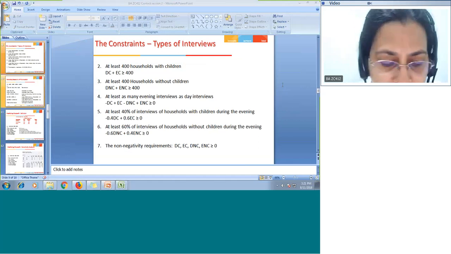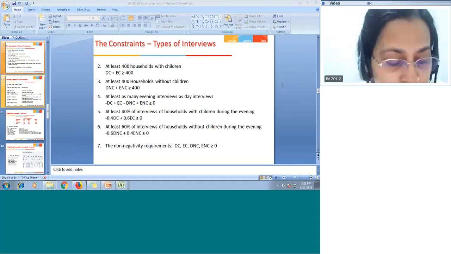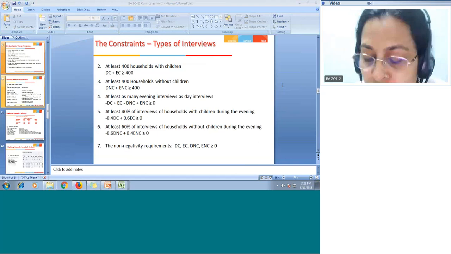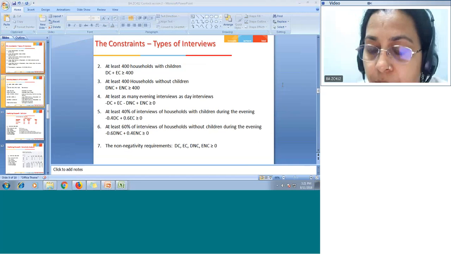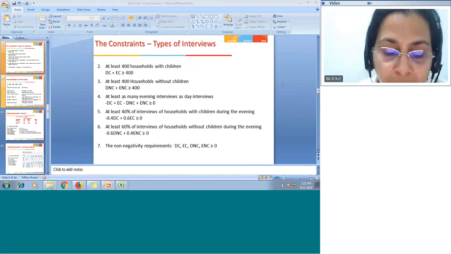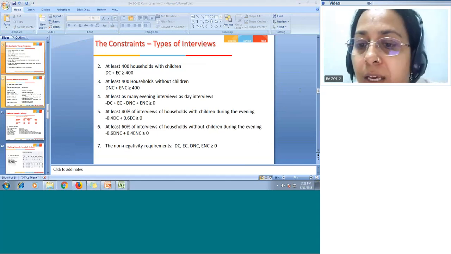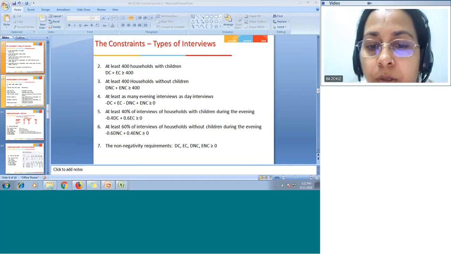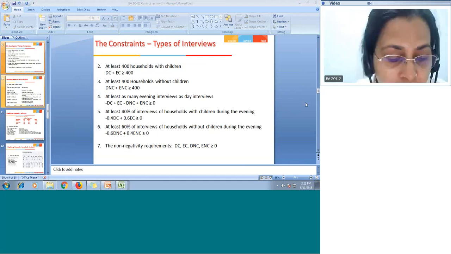So constraint 5, the total number of households with children is DC plus EC, right? So if I want the 40% of this total interviews conducted in households, that will be 0.40 multiplied with DC plus EC. They are saying at least 40% of households with children, so 40% or greater than 40%, must be in evening.